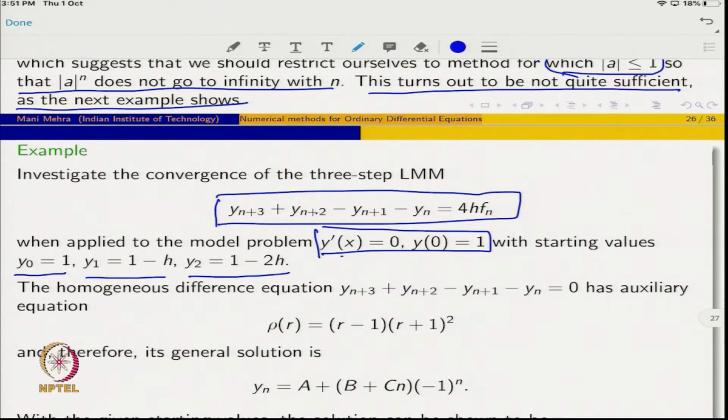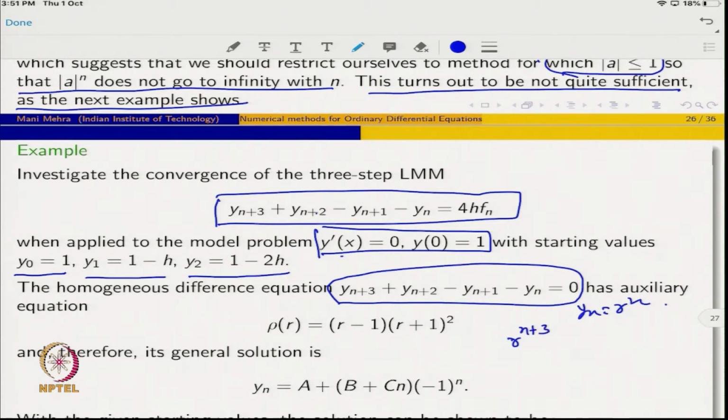And again, because I am applying this to the initial value problem, the homogeneous difference equation will become this. Again, how to find a solution, I have already made clear in the last example. I will substitute y_n equals r^n, and then this will be r^(n+3) + r^(n+2) - r^(n+1) - r^n = 0. Let me take r^n common, then r^3 + r^2 - r - 1 = 0.